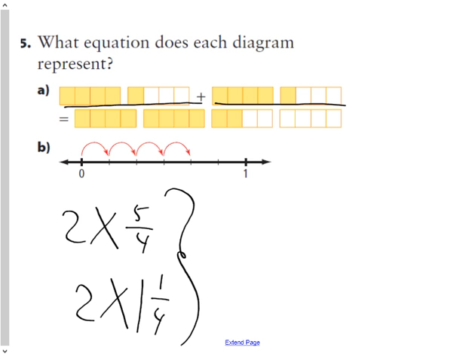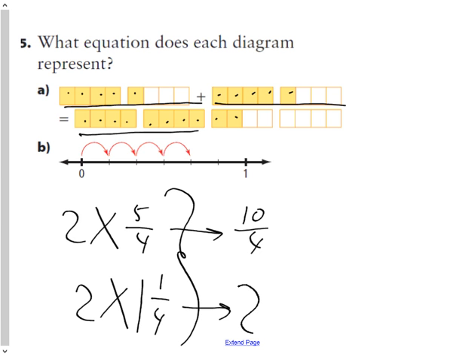When I solve it improperly, how many quarters do I have? I have 1 quarter, 2, 3, 4, 5, 6, 7, 8, 9, 10 quarters. That still makes sense. Or if it's a mixed fraction, I would have 2 and 2 quarters, which is the same thing as 2 and a half, because really when I think of this rectangle, I can think of it as being a half instead of 2 quarters.